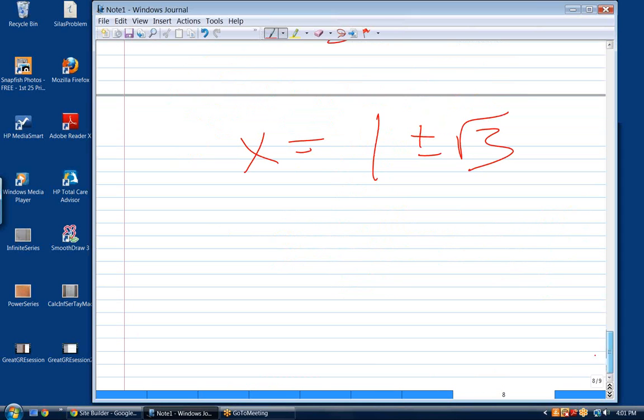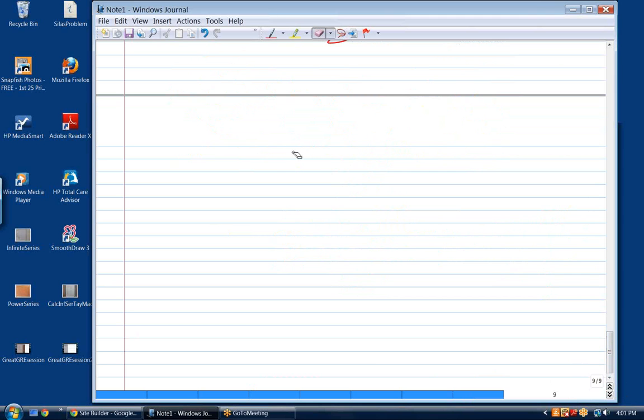Okay, hold on. Oh, this one's weird because it has radicals and fractions. Okay, 1 plus the square root of 2 over 3, and then 1 minus the square root of 2 over 3.